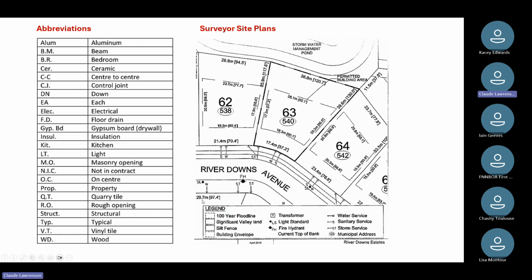Over to the right-hand side is a surveyor's site plan. And this is of a subdivision where there was a series of houses that are going to be built. And we're going to focus on, for example, what's called River Downs Avenue. All of this is surveyed property.